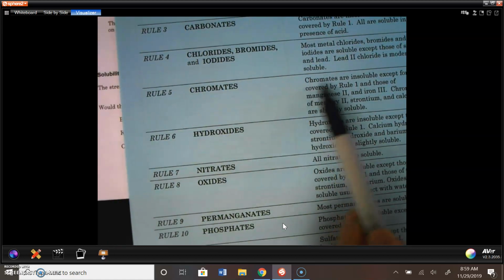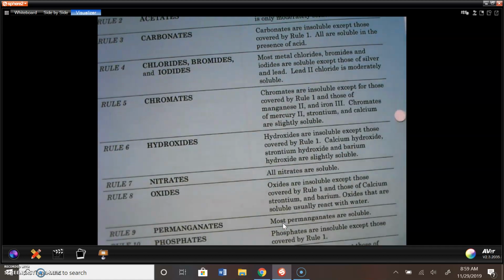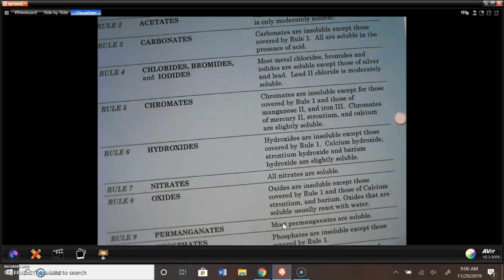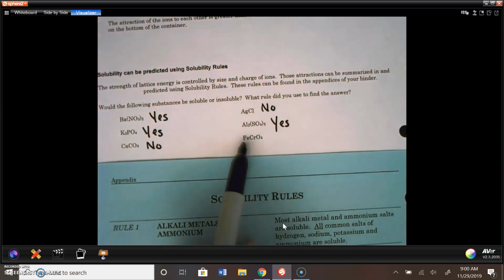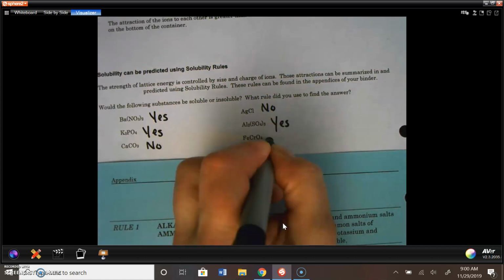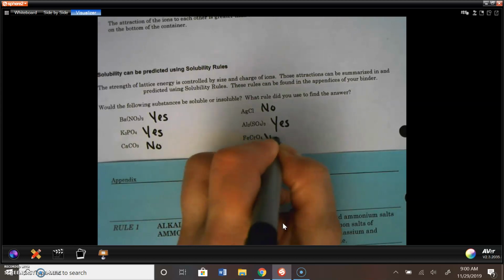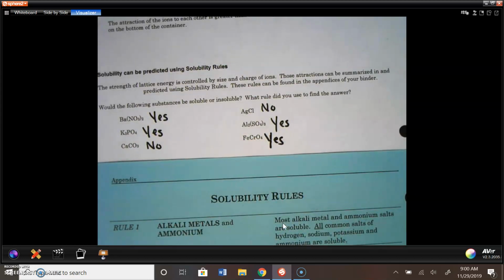And then finally, iron chromate. Chromates are insoluble, except those covered by Rule 1 and those of magnesium, manganese 2, and iron 3. It doesn't say anything about iron 2, and if we go back and look at our formula, this is actually iron 2 chromate. Chromate is -2, so to have a 1-to-1 ratio, it must be iron 2. So this guy is going to be soluble. He's going to dissolve in water. If it were iron 3, we would say no.